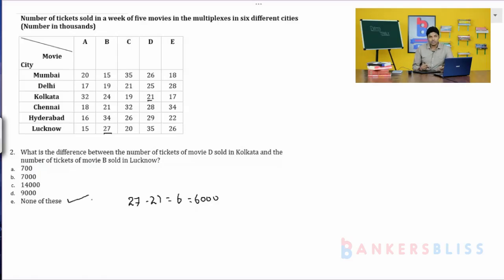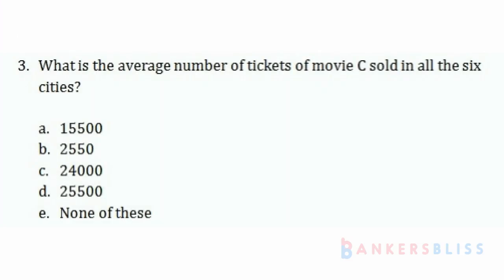These types of questions you can expect at the clerical level. So 27 minus 21 is equal to 6, so 6,000. Okay, let us go to the next problem. Problem number 3: what is the average number of tickets of movies sold in all the 6 cities? So you have to calculate the average.